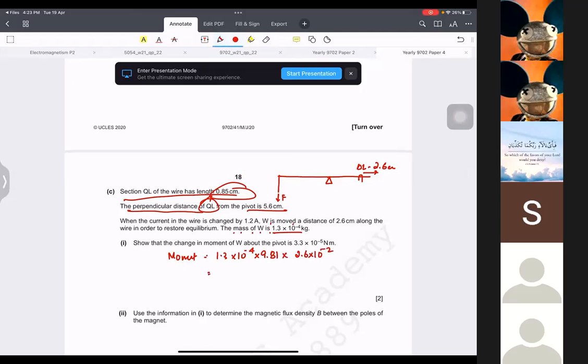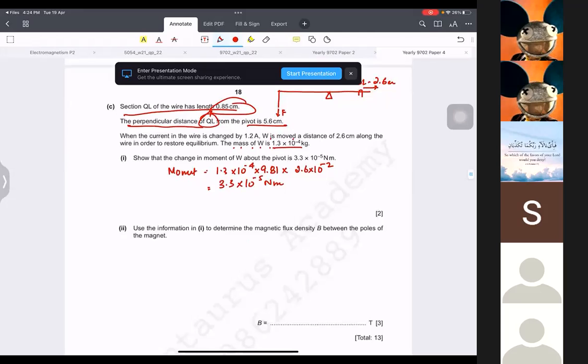What is this? Very clever people, right? Go on. 13.3 times 10 to the power negative 5. Yeah, negative 12. Negative 5. It is coming to 5.